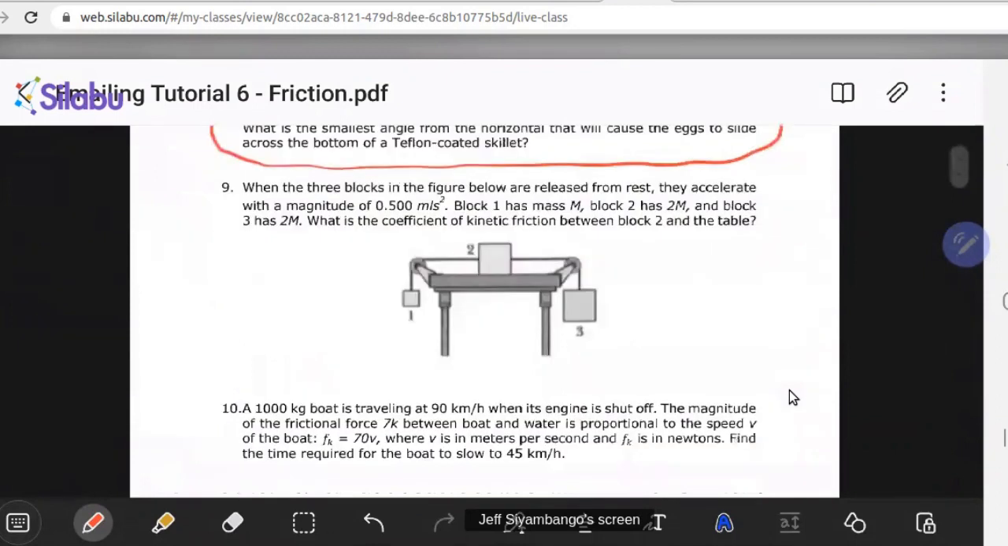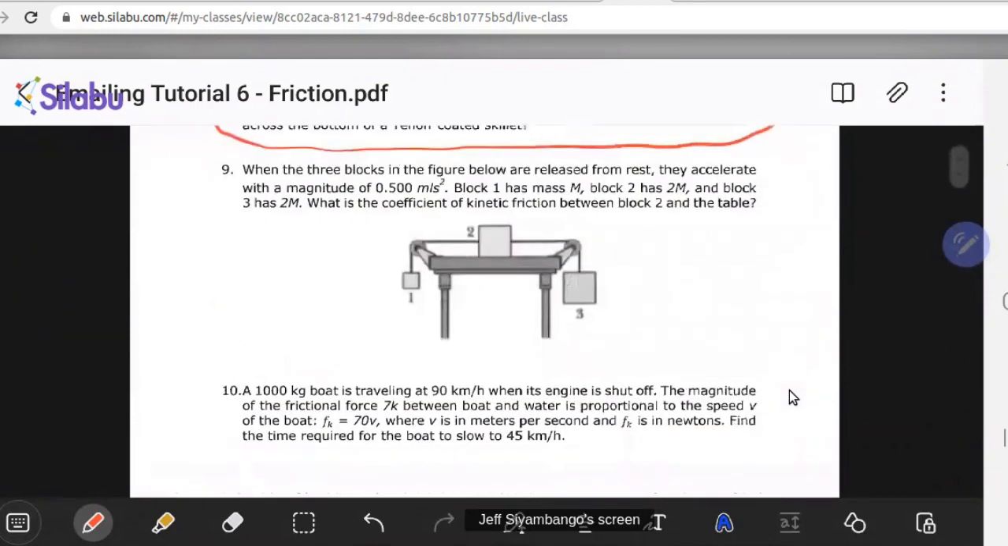So question 9: when the 3 blocks in the figure are released from rest, they accelerate with a magnitude of 0.5 meters per second squared. Block 1 has mass m, block 2 has mass 2m, and block 3 has mass 2m. What is the coefficient of friction between block 2 and the table?